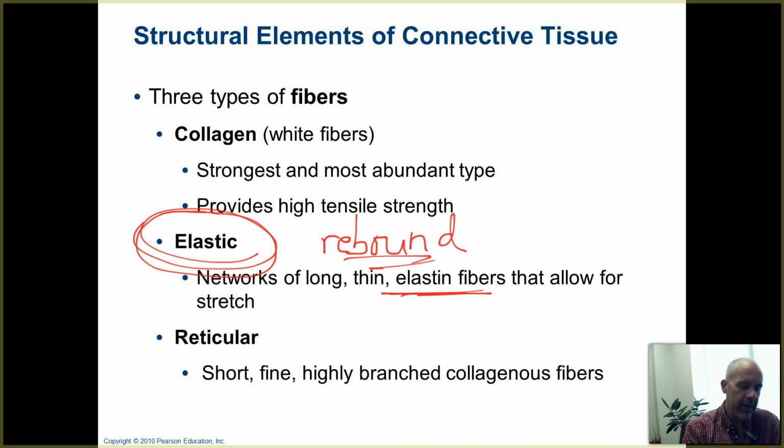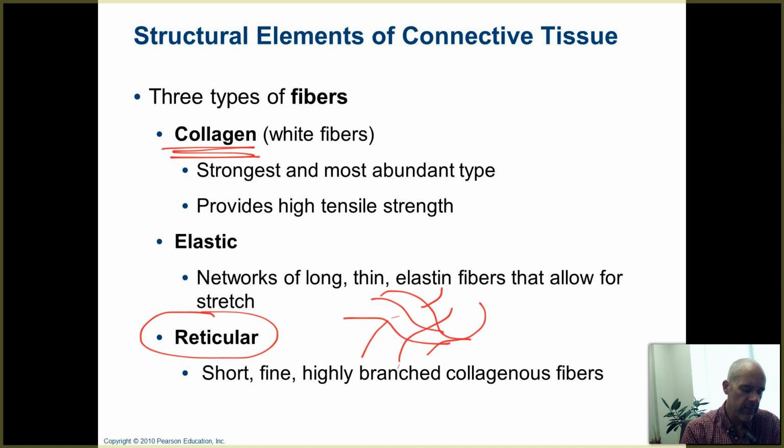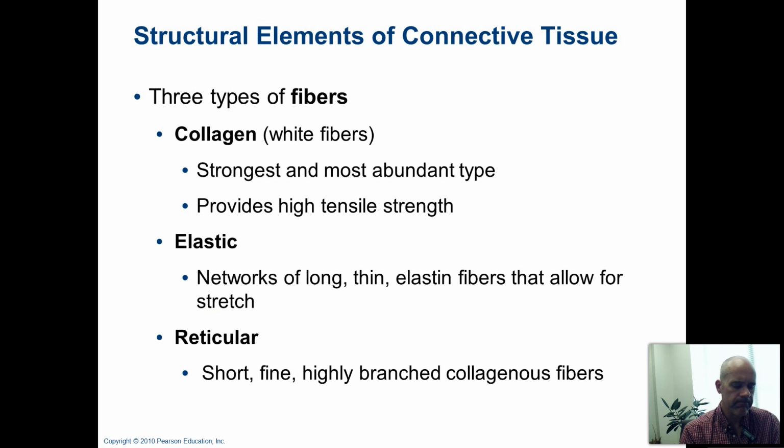And there's a third type called reticular fibers, which are built from collagen proteins. They're related to collagen, but they're thinner and they're kind of webby and branched. And so they provide some of the filling in connective tissues, and they're especially abundant in certain types of tissues like your lymph nodes, as we'll see.